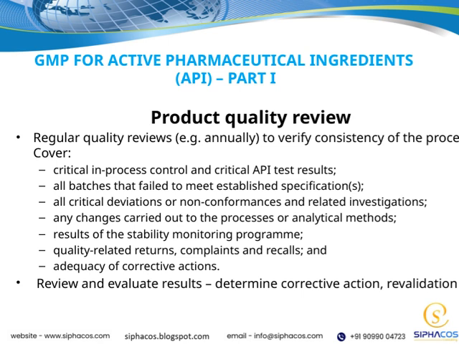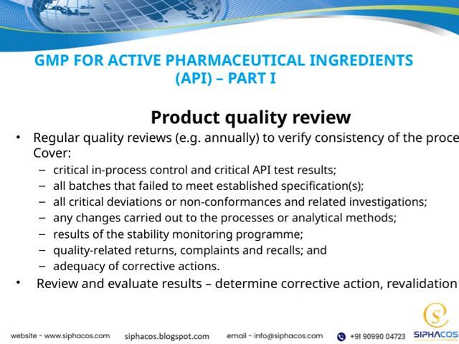First, we examine critical in-process control data and critical API test results to verify that everything is within the established specifications. We also review any batches that failed to meet these specifications, so we can understand what went wrong and prevent future issues. Another important aspect is investigating any critical deviations or nonconformances. We look into these thoroughly to identify root causes and implement effective corrective actions. We also review any changes made to the manufacturing processes or analytical methods, ensuring they haven't compromised product quality.